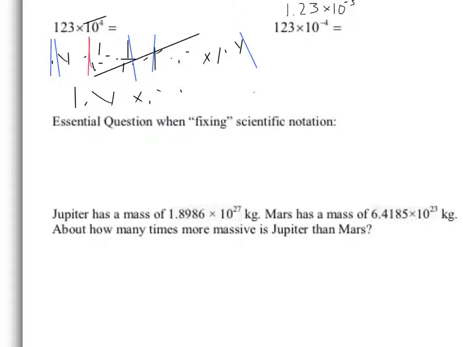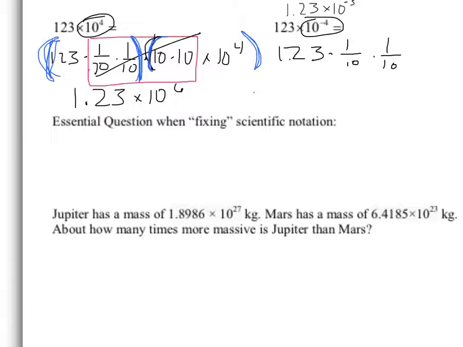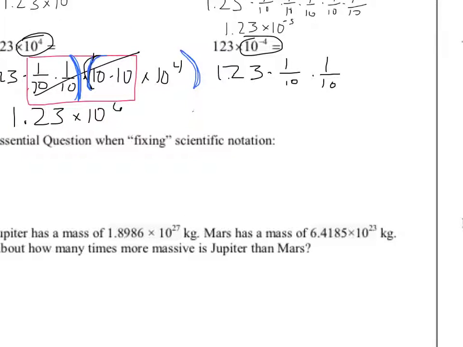Twice to the left, which means I need 2 multiplications of 1/10. I need to make the number smaller. 123 times 1/10 times 1/10. Can I borrow these multiplications of 1/10 from the 10 to the negative 4? Yeah, these are 10 to the negative 4. So these are a bunch of multiplications of 1/10. So I've got those two multiplications of 1/10. And that's going to leave me with how many multiplications of 1/10? 2. So 10 to the negative 2.